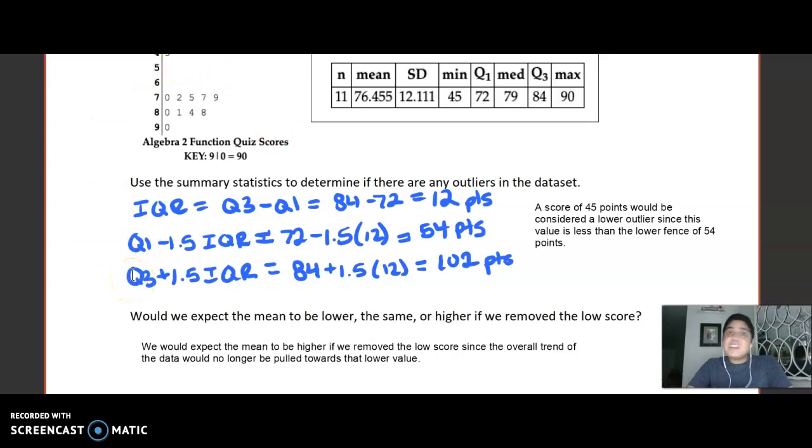So that is going to conclude our discussion there on dot plots and stem plots. Stay tuned to learn more about histograms.